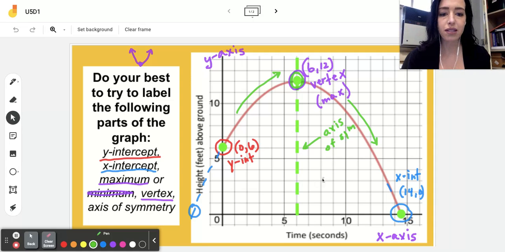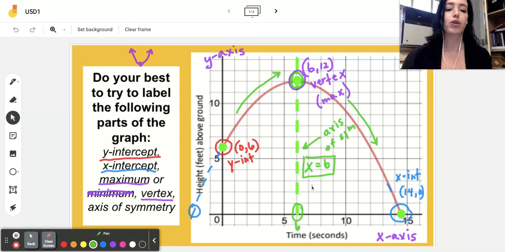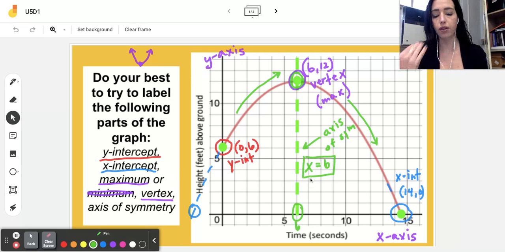What's different about the axis of symmetry is we actually label it as an equation. So it's going to be x equals, and I'm going to look right here, where does this axis of symmetry cross the x-axis? Well, it crosses it right here, which would be 6. So I represent the axis of symmetry by saying x = 6, which is different than the other parts of the graph that we label as points. We did that for the y-intercept, the vertex, and the x-intercepts.